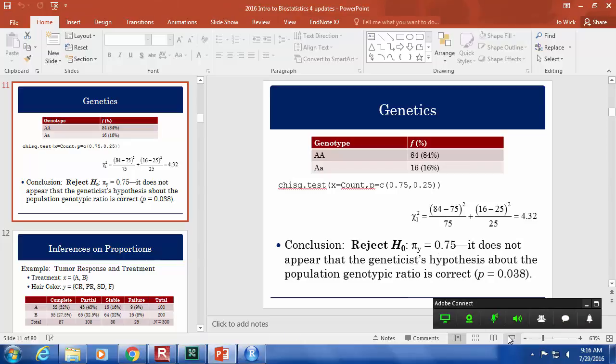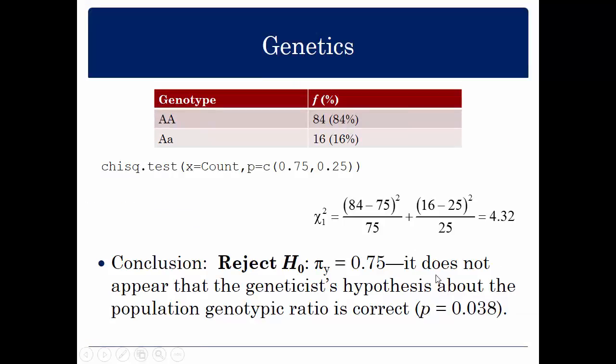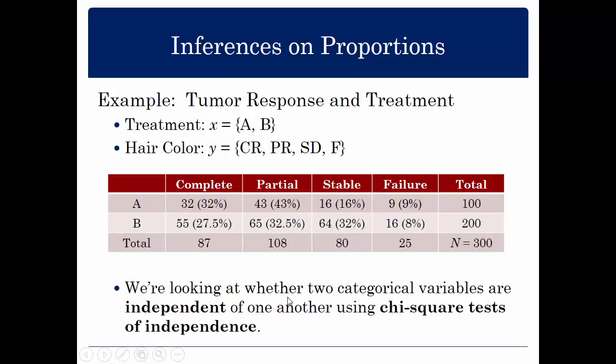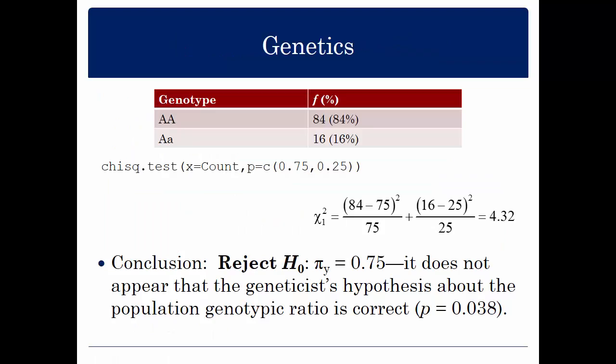If we go back to our slides, the interpretation of that p-value is that the hypothesis about the population ratio being 75-25 or 3-to-1 is incorrect. It does not appear that that hypothesis is correct, simply because what we observed was too different from what we would expect under the null hypothesis, and that p-value is 0.038. Another example, I guess I should pause and see if there are any questions about this.